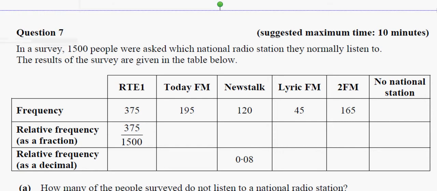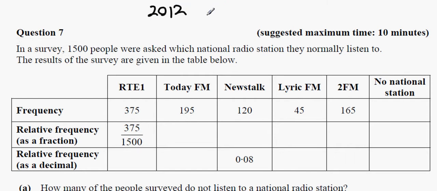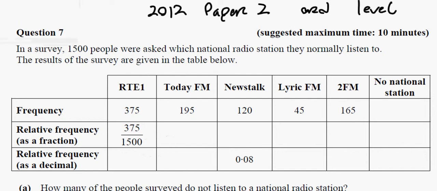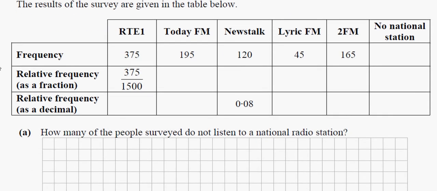Okay, so this is the 2012 question 7. It's part 2 of the 2012 paper 2, Ordinary Level. Now, what we're given is a survey: 1,500 people were asked which national radio station they normally listen to. The results of the survey are given in the table below. How many people surveyed did not listen to a national radio station?